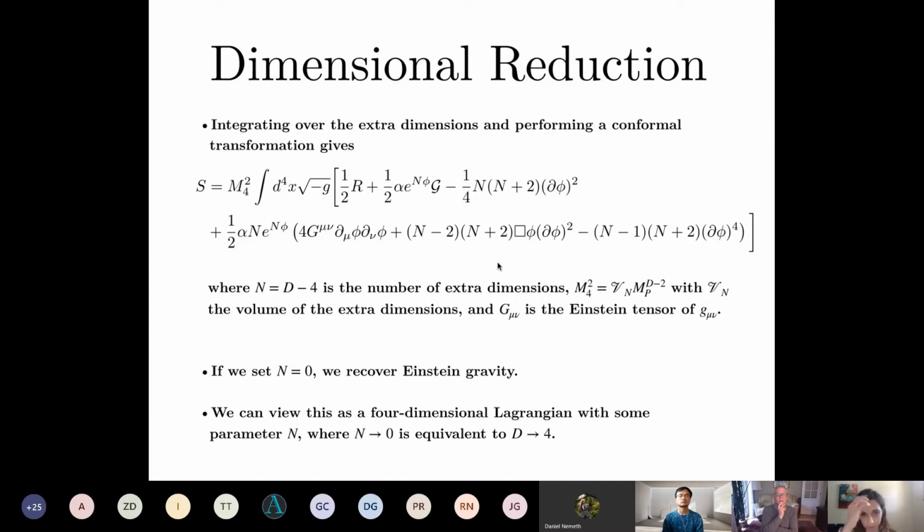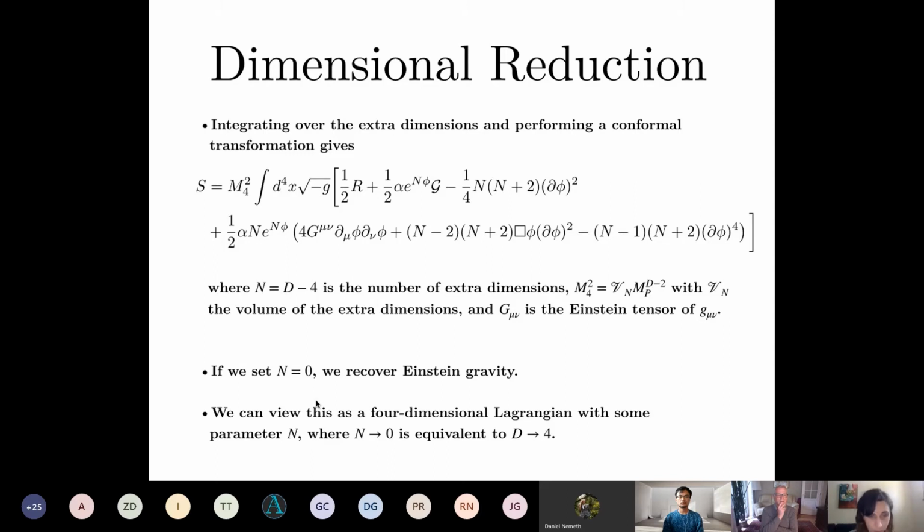find this Lagrangian here. And so there's an Einstein-Hilbert piece, there's a coupling between Gauss-Bonnet and a scalar field. We have a scalar kinetic term, and we also have scalar self-interaction terms. And if we set n to 0, like we expect, all this stuff would vanish. The Gauss-Bonnet term would become topological, and then we just have the Einstein-Hilbert term.